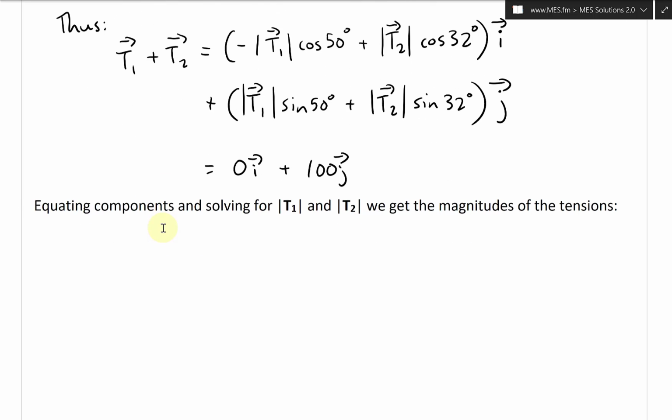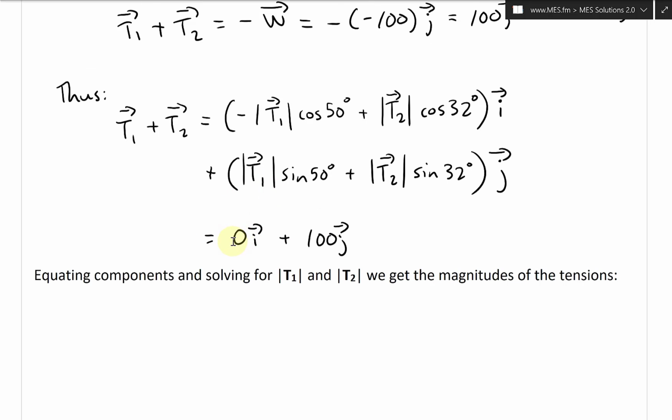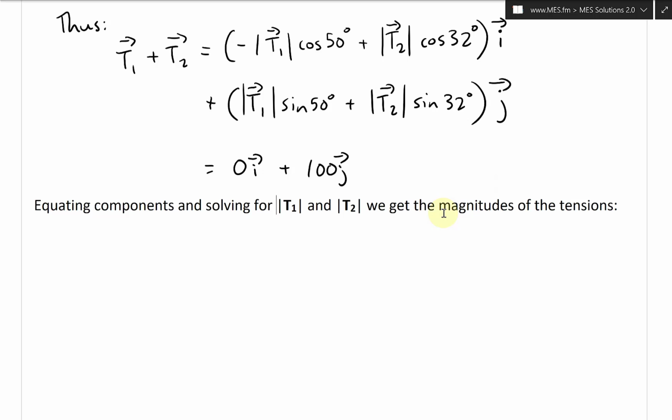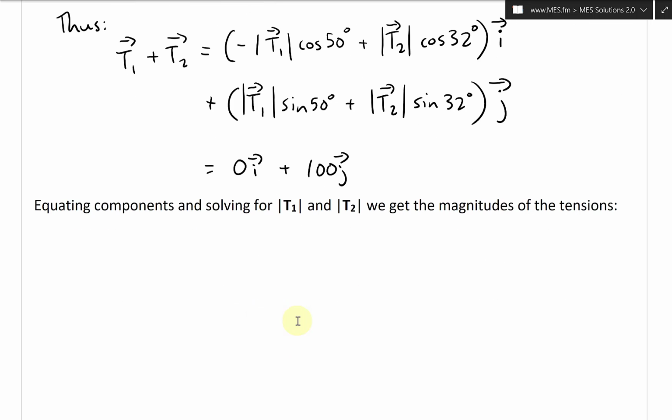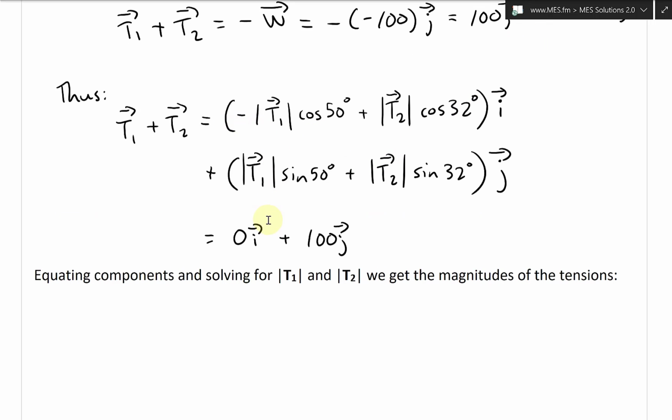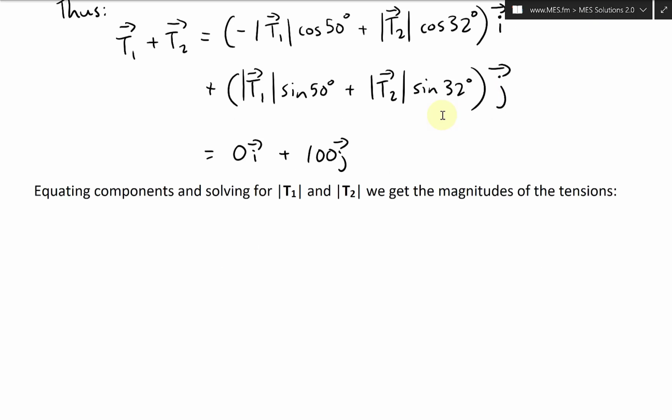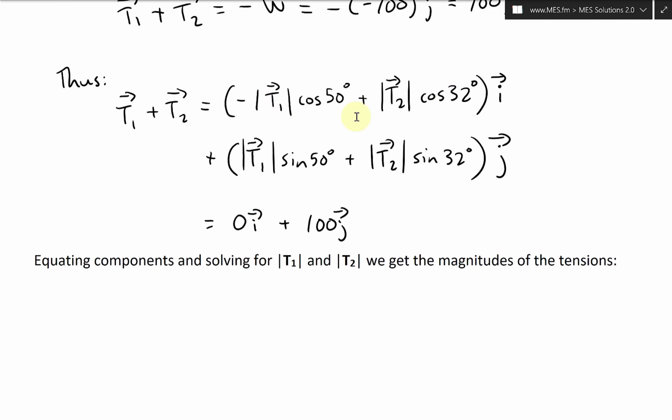All right, so continuing further. Now equating components. You have to make the components for the I equal to 0, and for the other one, the J's need to equal 100. Solving for T1 and T2, we get the magnitudes of the tensions. So the components need to match up. This I component needs to turn to 0, and the other one needs to be 100.